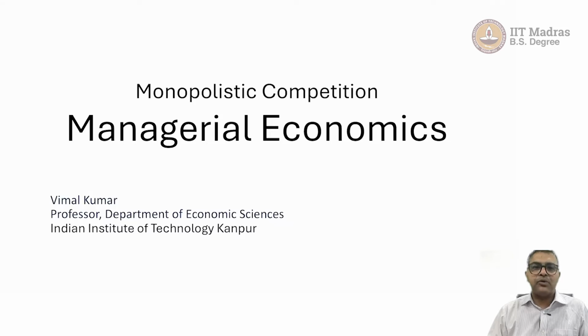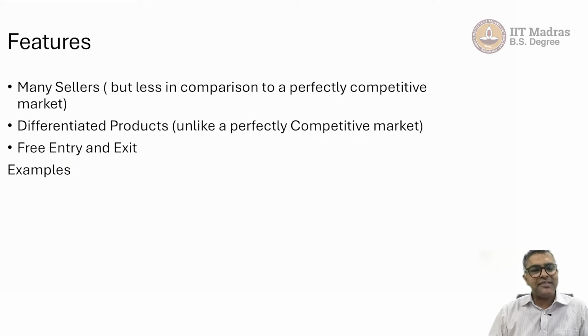Now, we are talking about monopolistic competition, which lies in the middle of the perfectly competitive market and the monopoly market. What are the features of monopolistic competition? There are many sellers, but not as many as the number of sellers in a perfectly competitive market. The second difference is that in a perfectly competitive market, all firms sell identical products. We call those products homogeneous products.